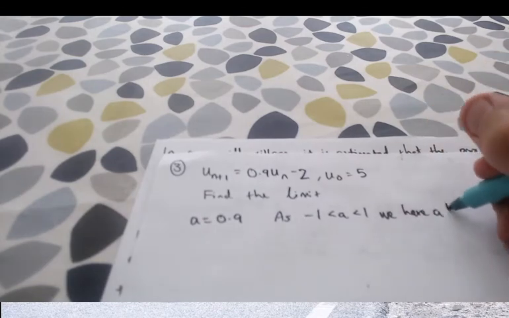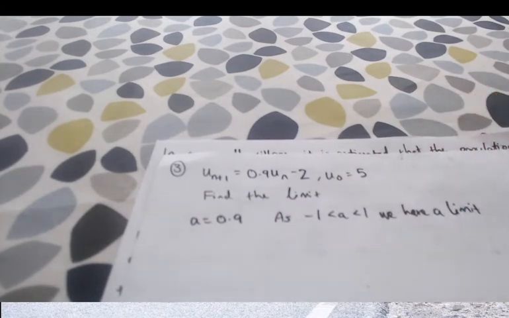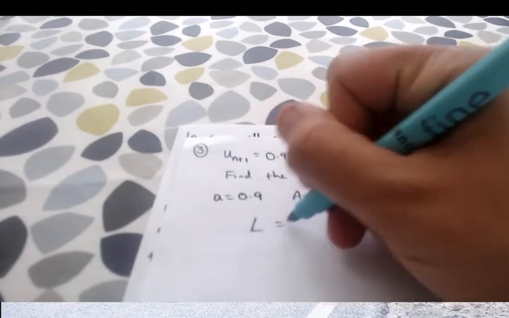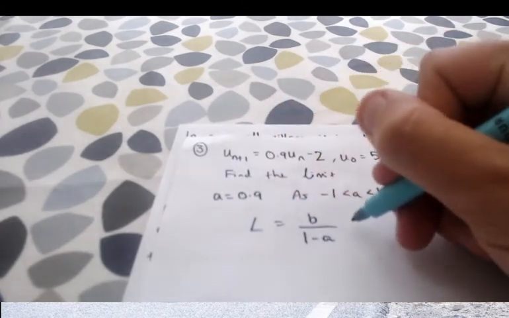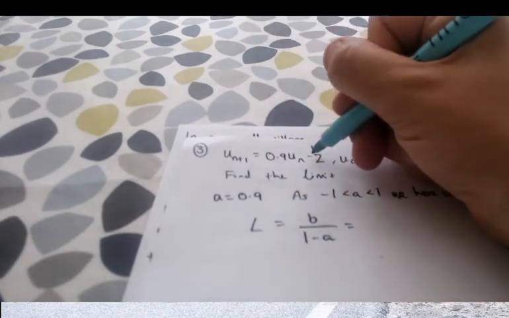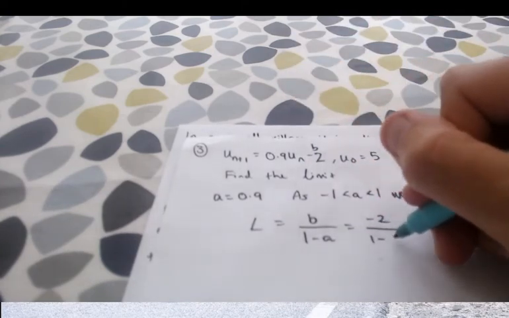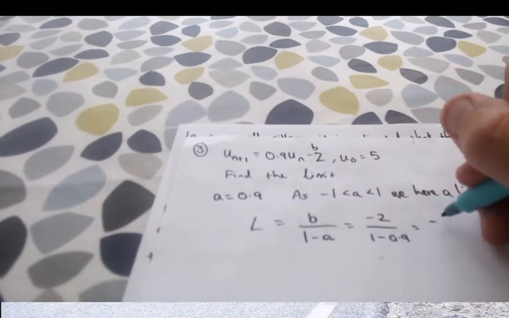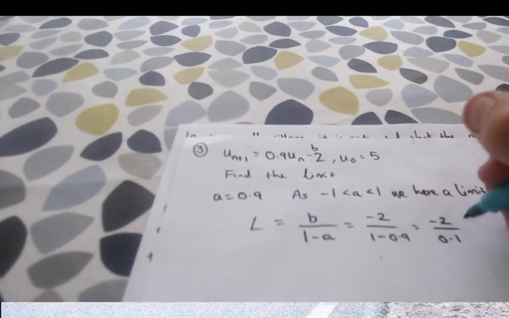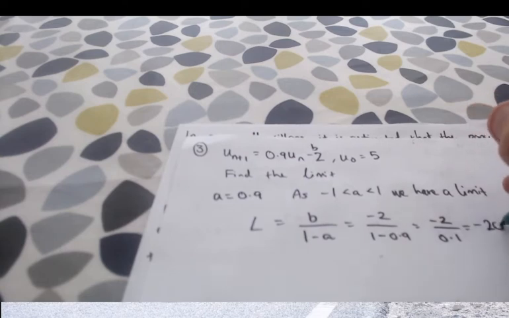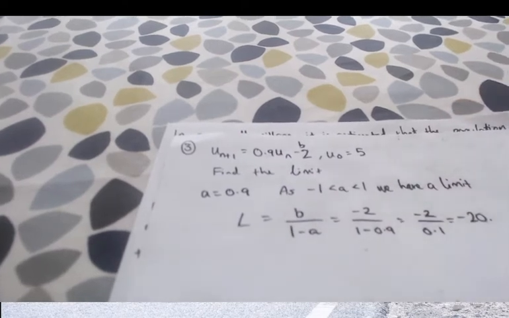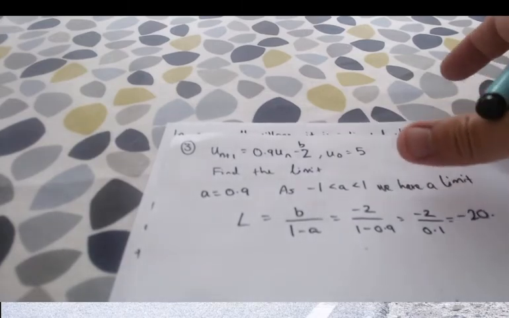If you do a limit question in an exam, in an assessment, and you don't write that down, you will lose a mark. We are very harsh. Calculate the limit. Limit formula, B over 1 minus A. So B, it's not just 2, it's minus 2, over 1 minus 0.9, so that is minus 2 over 0.1, and that should give me minus 20 as my limit. Did you get it right? Of course you did.